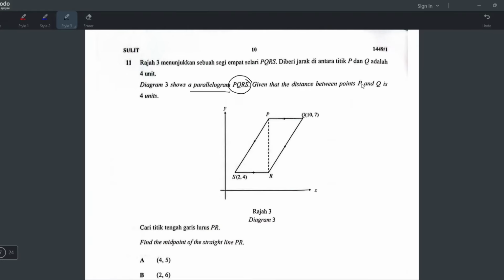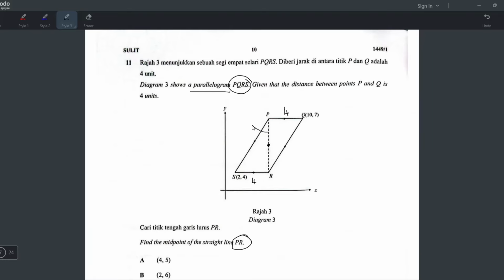Given that the distance between PQ is 4 units. If the distance here is 4, SR will be 4 also. Yeah, because in a parallelogram, the opposite sides mesti sama panjang. Okay, find the midpoint of straight line PR. Where is the midpoint of PR? So it's somewhere here, right?